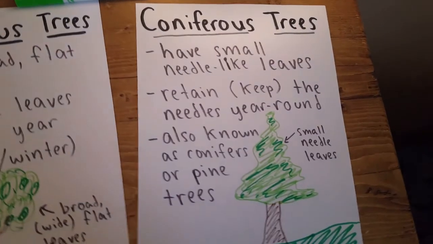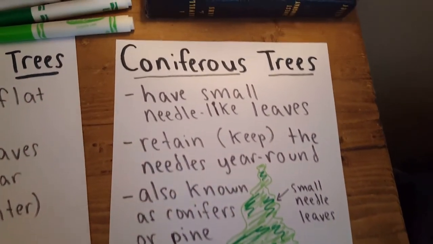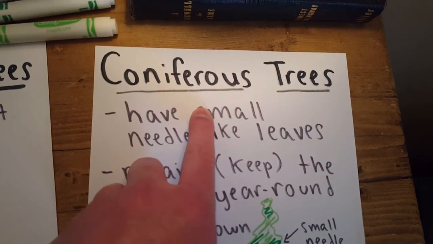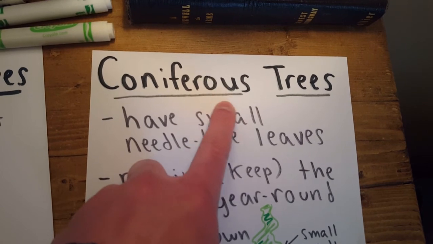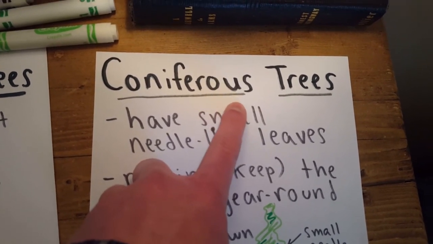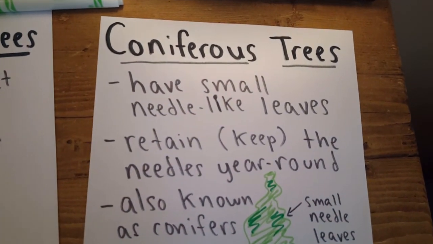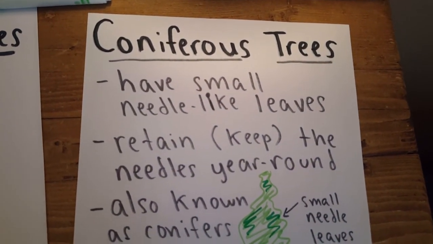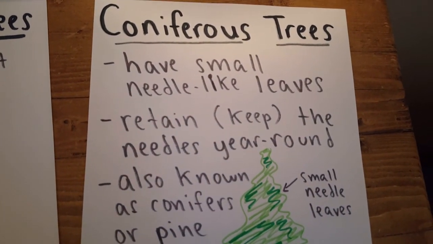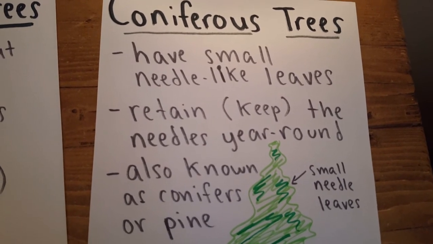Okay, now let's take us to the other type of tree, and those are called coniferous trees. Everyone say coniferous. And you see how it has that same type of ending? Coniferous is how we say O-U-S trees. And they have small needle-like leaves. They retain, which means keep. Retain and keep are the same word. The needles year-round. So their needles never fall on the ground.